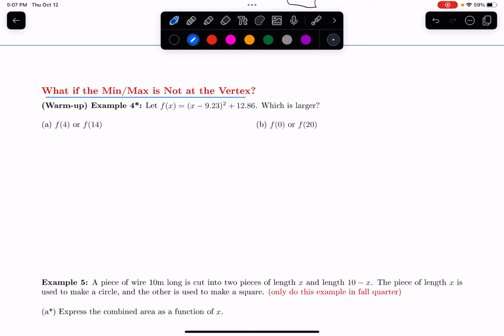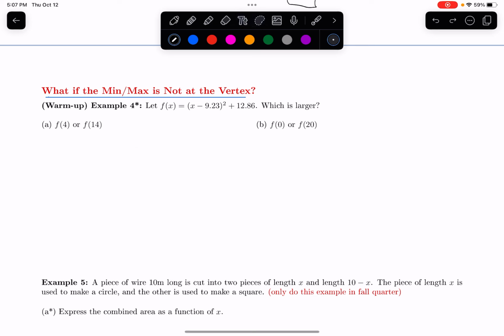In this problem, let's let our function be (x minus 9.23) quantity squared plus 12.86. We got some weird decimals in here, and then it asks which is larger, part A, f of 4 or f of 14. Which of those is going to be larger? There's a couple ways I could approach this. I could take the number 4 and plug it in, take the number 14 and plug it in, and then work those out and see which one's bigger. But let's try to get a graphical sense of what's going on here.